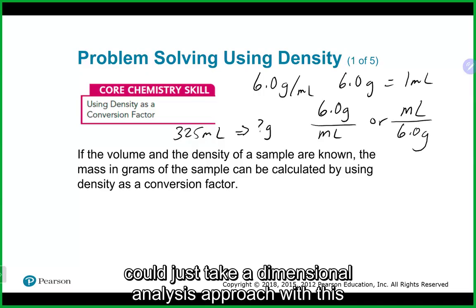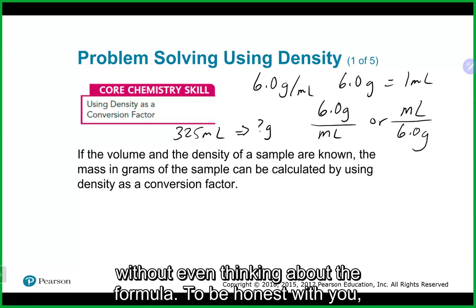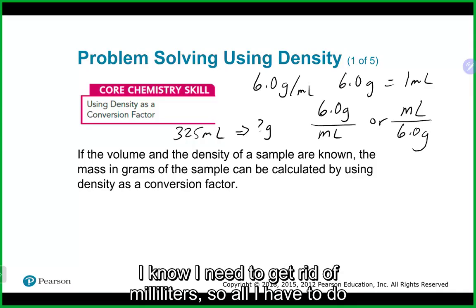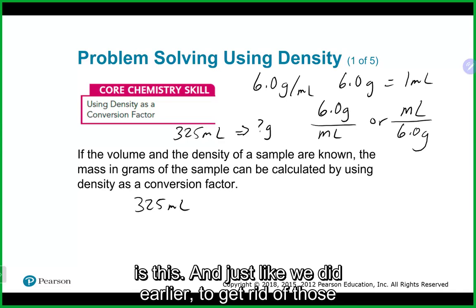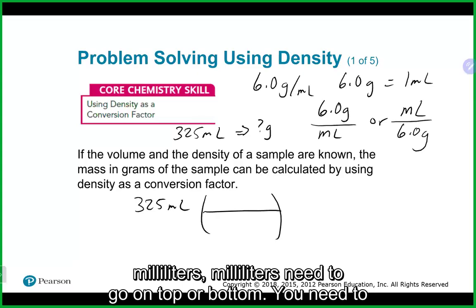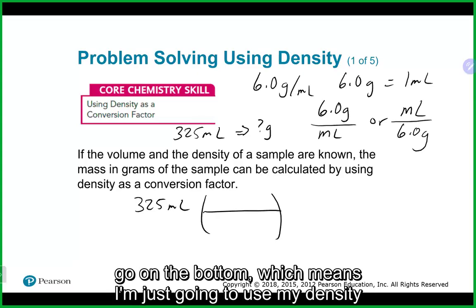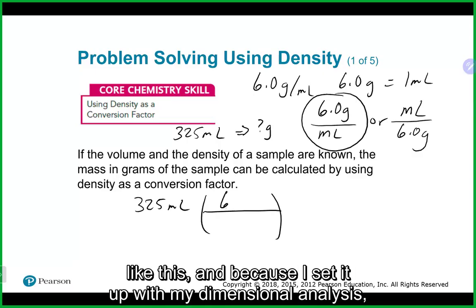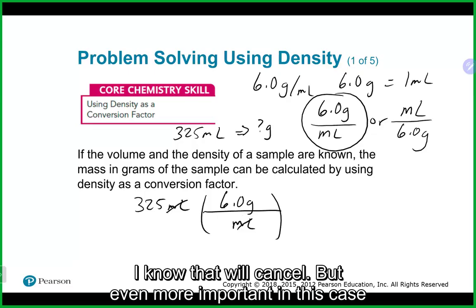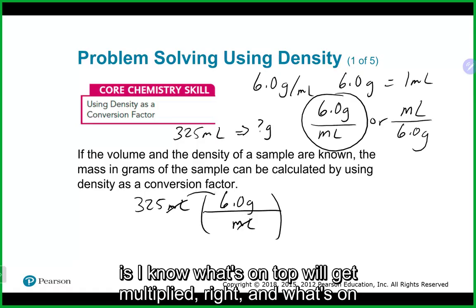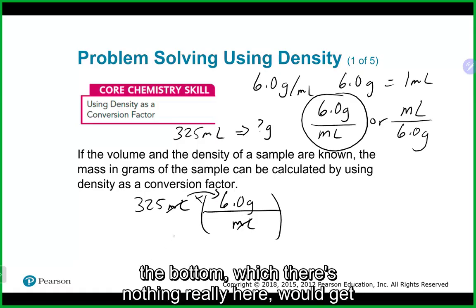I could just take a dimensional analysis approach with this without even thinking about the formula, to be honest with you. I know I need to get rid of milliliters, so all I have to do is this. And just like we did earlier, to get rid of those milliliters they need to go on the bottom, which means I'm just going to use my density like this. And because I set it up with my dimensional analysis, I know that will cancel. But even more important in this case is I know what's on top will get multiplied, right? And what's on the bottom, which there's nothing really here, would get divided.